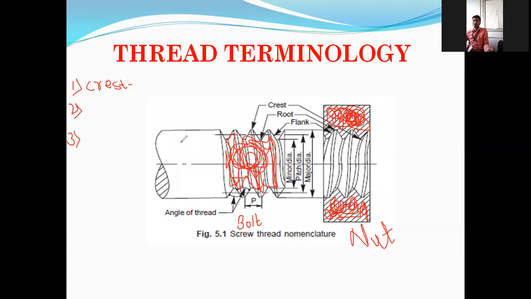Major diameter. So what is major diameter? In the case of an external thread, the diameter which is passing from the crest. And what will it be in the case of an internal thread? Is it passing from the crest or root in the case of an internal thread? Here you can see, here it is the major diameter. I will make it red. So this one is the major diameter in the case of an external thread.